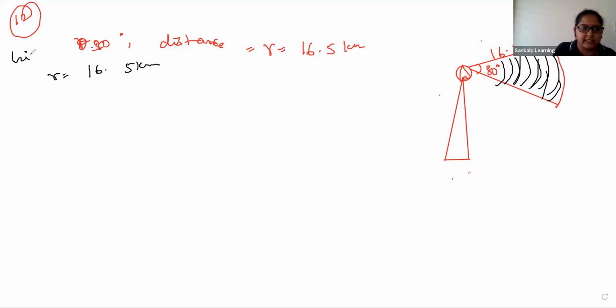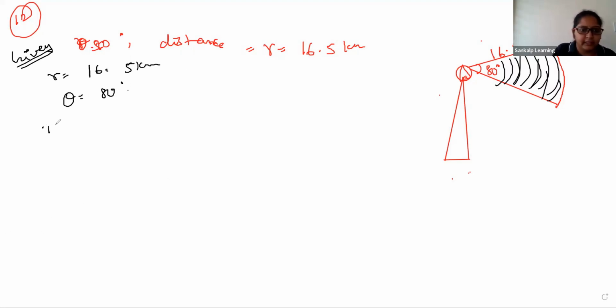Always, first write what is given in the problem. Geometry, it is very, very important. If you write at least what is given in the question, at least 1 mark or half marks will come. So theta is equal to 80 degree.